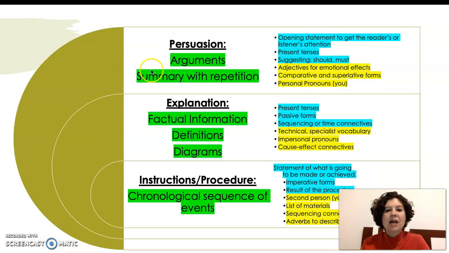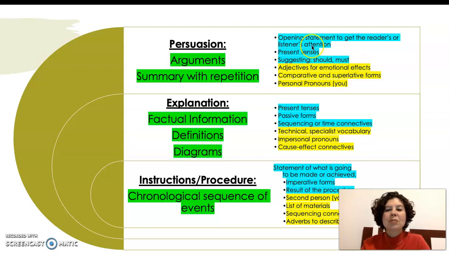Okay, here I have some examples of text types. First, I have the persuasion text. The persuasion text has arguments and has a summary with repetition of ideas or words. These are the main features.